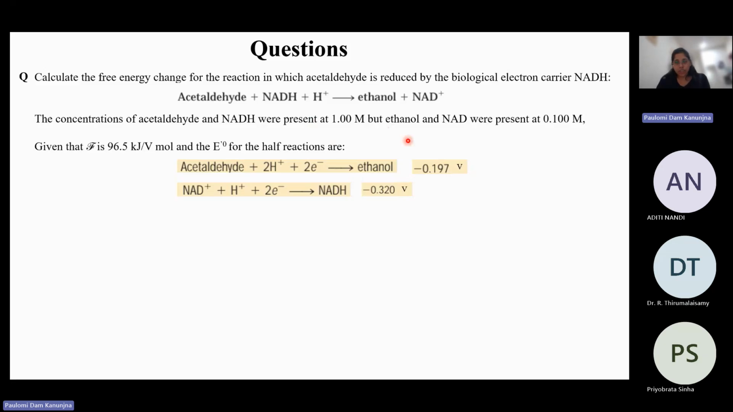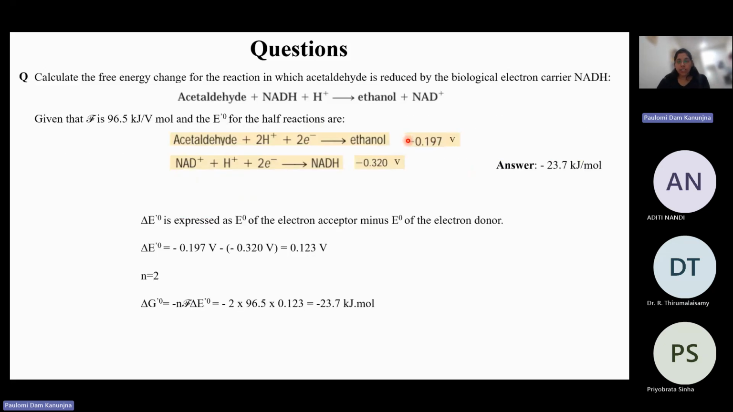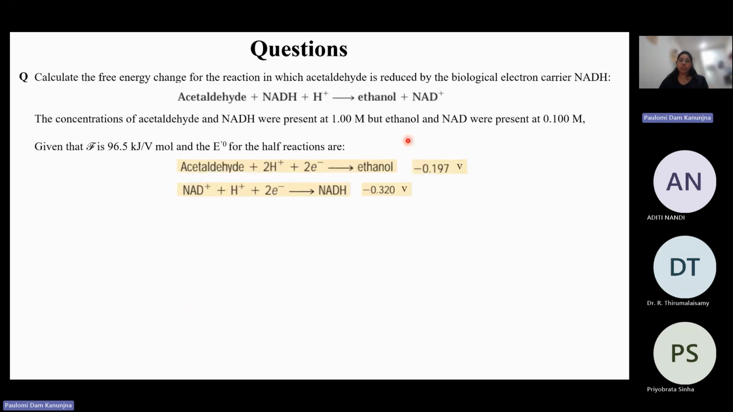Okay. So the same question, same values, just that right now my products and my reactants concentrations have changed. So can you calculate the free energy change while I am looking into the doubt posted in the chat box? I'll leave you with this question.